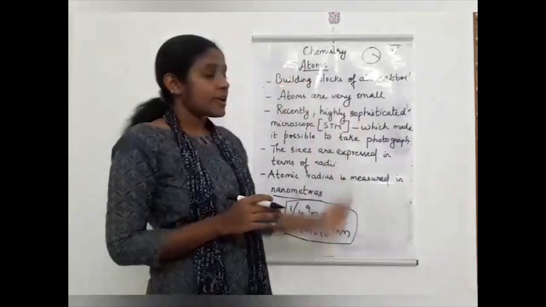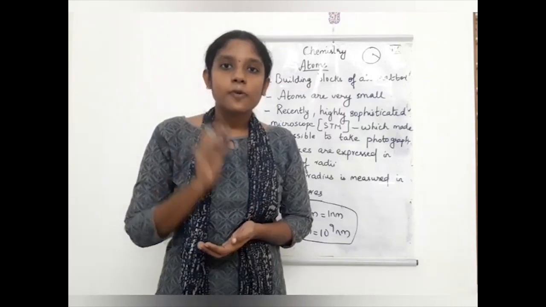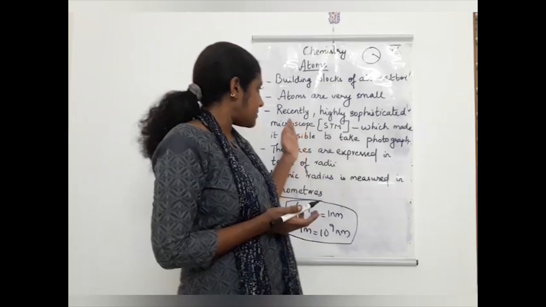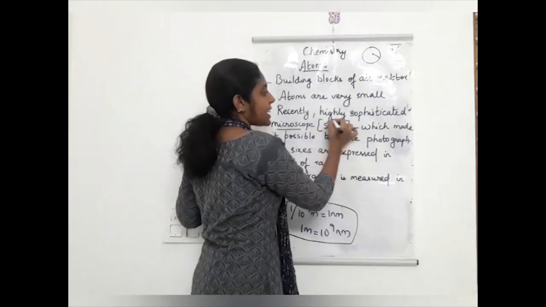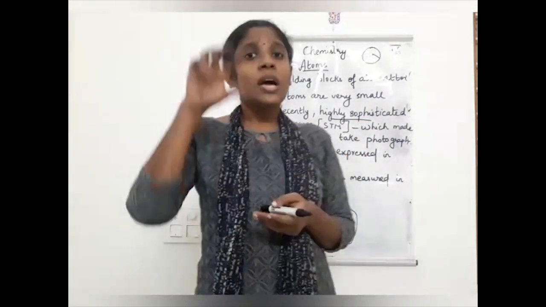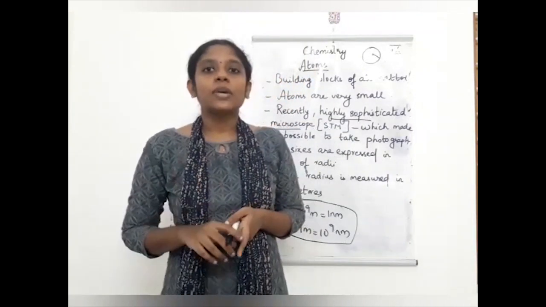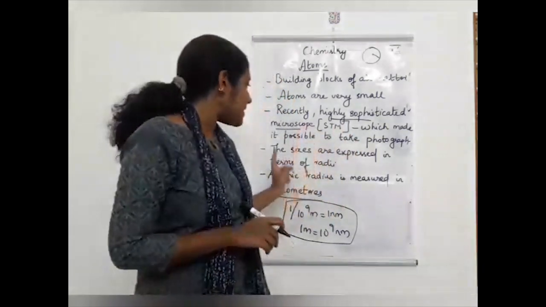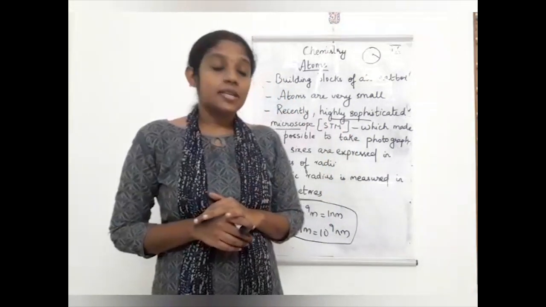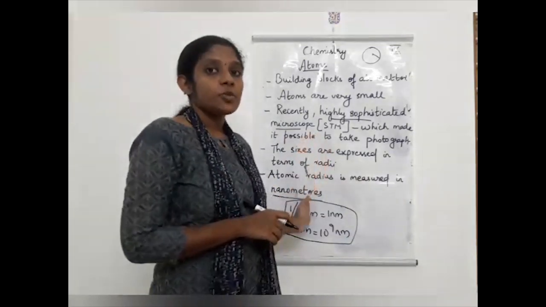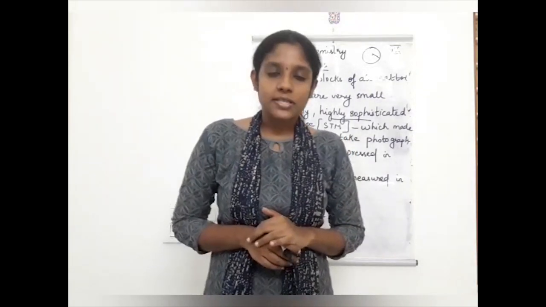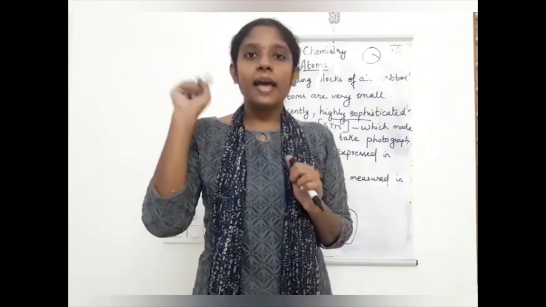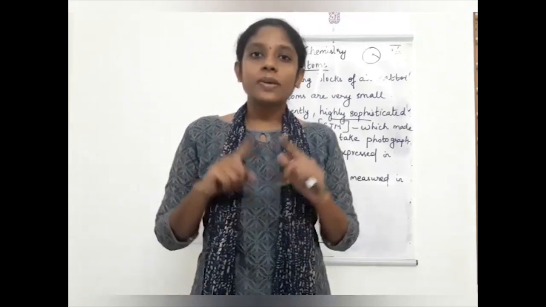So this is an introduction about atoms. They are the building blocks of all matter. You cannot see an atom with the naked eye, and a term which is not given in your textbook is highly sophisticated microscope, that is, using an advanced microscope you can take photographs of atoms. They are spherical in shape, their size is expressed in terms of radii, and atomic radius is measured in nanometers. And in your textbook a small column is given with the atomic radius of each element, hydrogen, oxygen, and such.